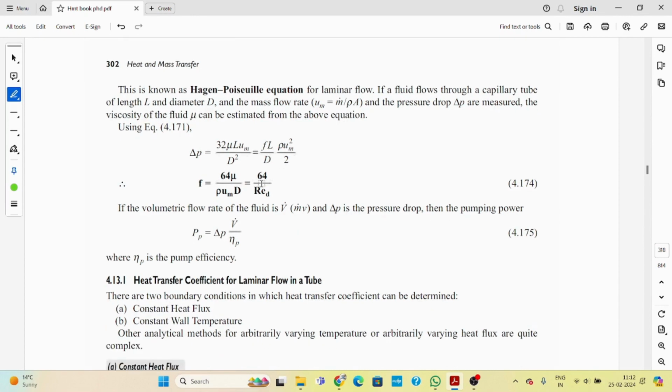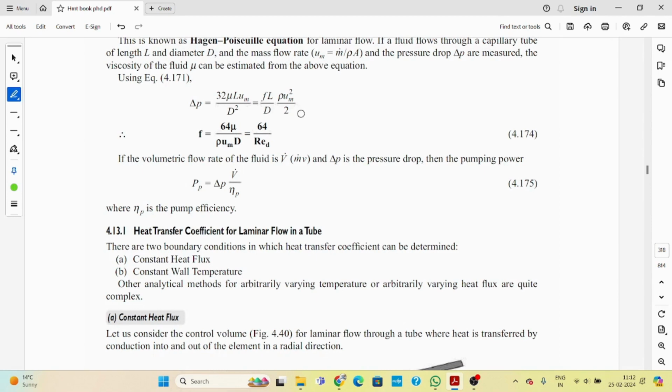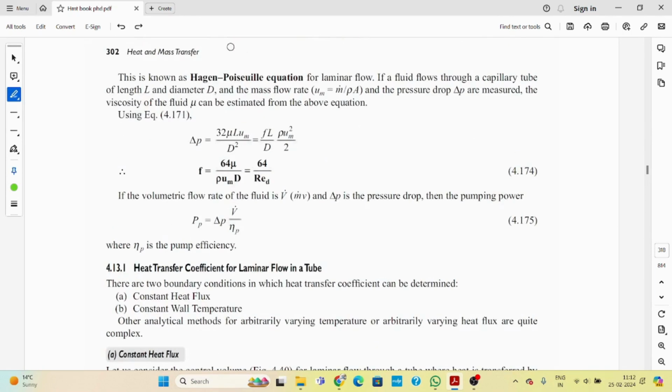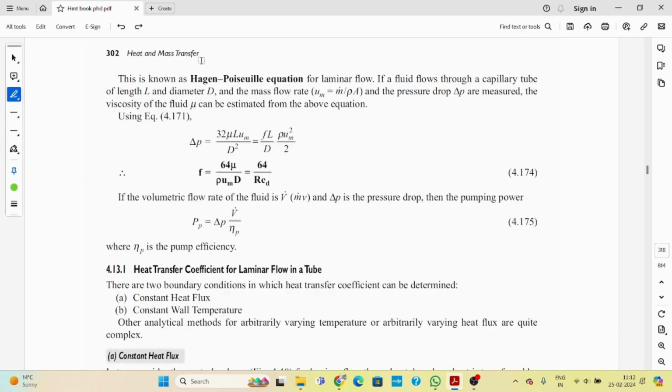Okay. So friction factor f is equal to 64 upon Re. This is also important. You have to remember this formula for numerical solution. This is important. Sometimes you will be asked what is Hagen-Poiseuille flow. So remember this. What is the Hagen-Poiseuille pressure and flow?